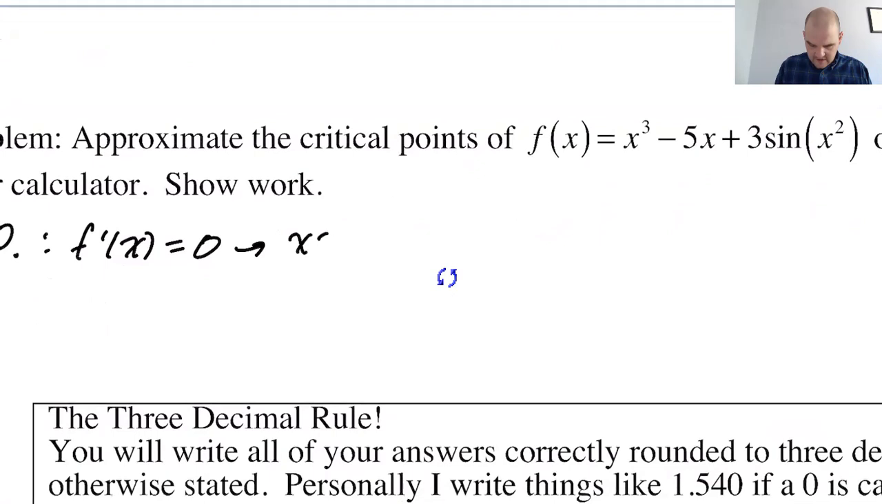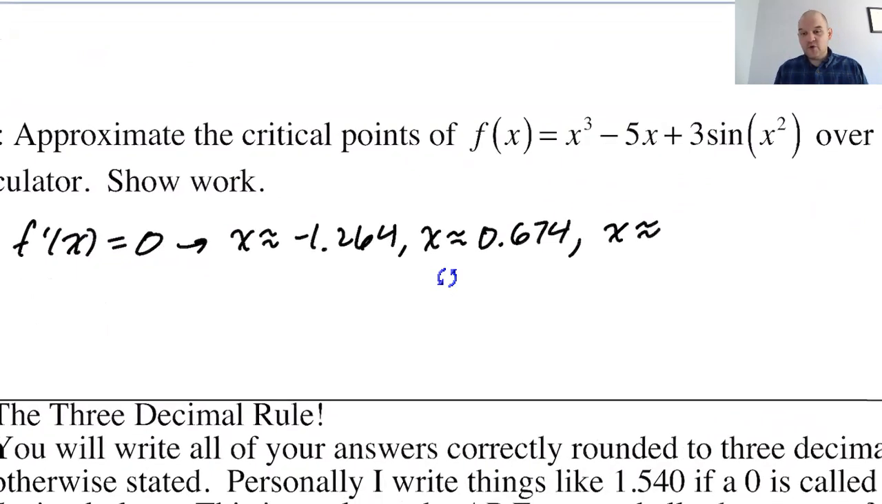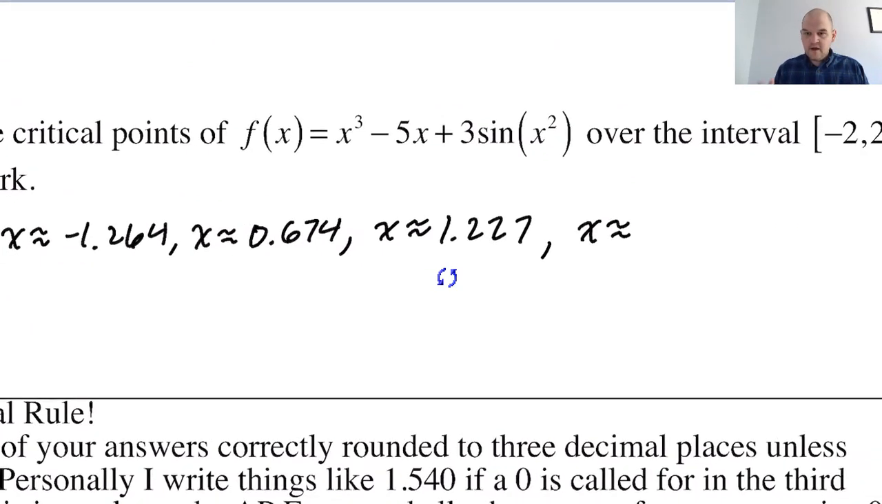So it's going to be x is approximately -1.264, x is approximately 0.674. I always put the leading 0. I think it's important because then it's way more obvious that that decimal point was there. x is approximately 1.227, and x is approximately 2.018.